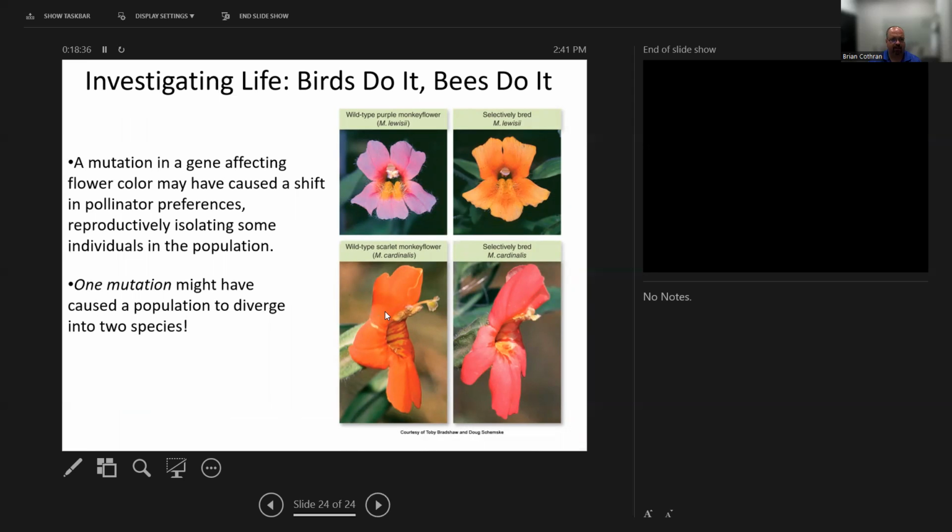And this reproductively isolated some individuals in the same population. So again, we talked about allopatric and sympatric at the start of the lecture. This would be sympatric. They're in the same area, but a color change led to different pollinators and led them on a divergent route from each other to where you ended up with 2 species because of that.